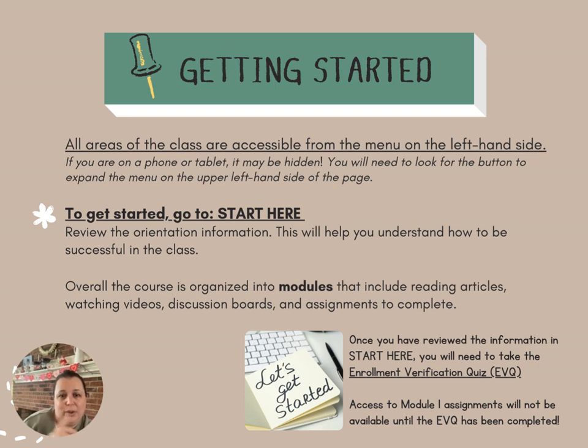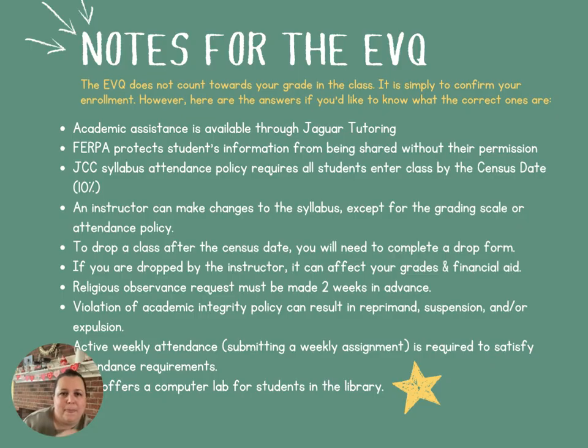So once you are finished with this, you'll get back to Blackboard and you'll do Start Here. And then that enrollment verification quiz is posted there as well. Once you've finished all these orientation pieces, then you'll have access to Module 1. And then some people really want to know the exact right answers for the enrollment verification quiz. So I did post them here in case you are one of those people. The enrollment verification quiz is a way for the college to track that a person has started the class. Everyone gets a 0. It does not impact your grade. But if you like having the right answers, there they are.